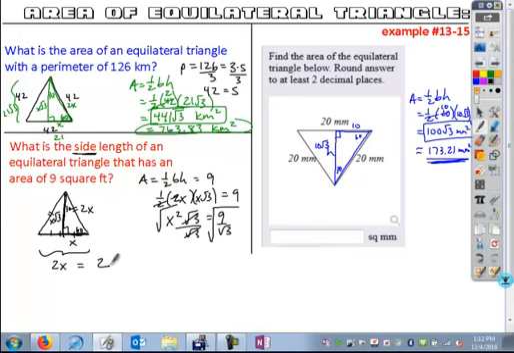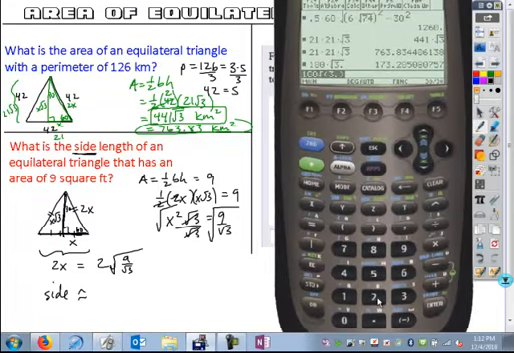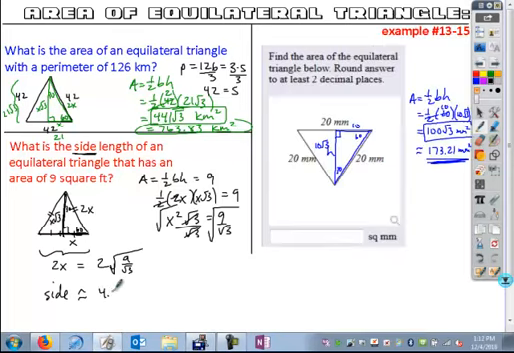So what I would do is take 2 times root 9 over root 3, or if I'm writing this here, my side length is going to be, and I can do the calculation here, 2 times the square root of 9 over the square root of 3, close off the parentheses for the inner square root, close off the parentheses for the outer square root. Oops, I want it to be in decimal form, and so I get my answer 4.56 approximately.